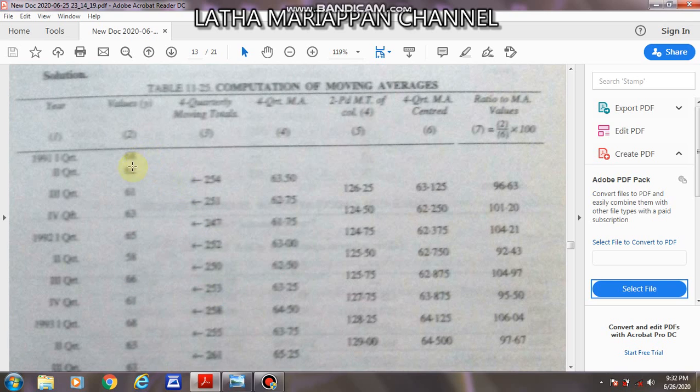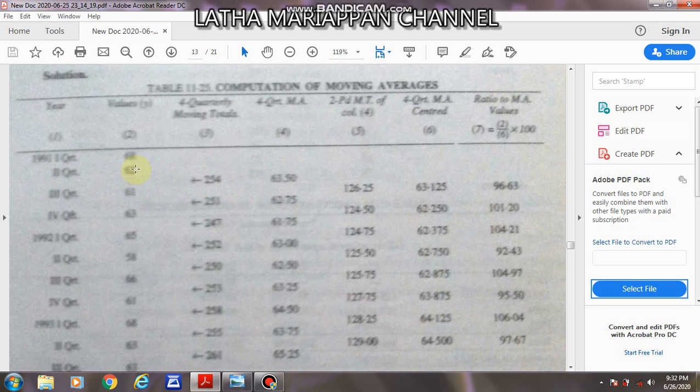moving average. See, 4 data are given. Add the 4 values. If you add these 4 values, you will get 254. First data, second data, third data, fourth data, if you add, you will get 254. You have to put that in the middle of these quarters. Is it clear? I'll show you. See here, first quarter and second quarter, third quarter and fourth quarter. Between the second and third quarter, you have to put 254.